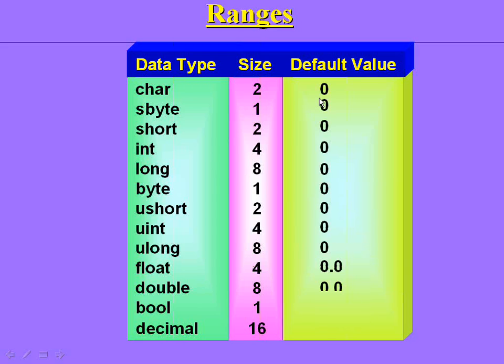Plus you can see the default value. Integer has a default value of 0. Float has a default value of 0.0. Bool has a default value of false. So there is no concept of garbage here. Each data type has its own default value.